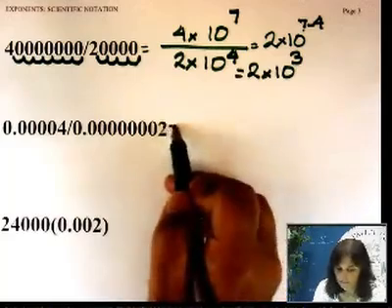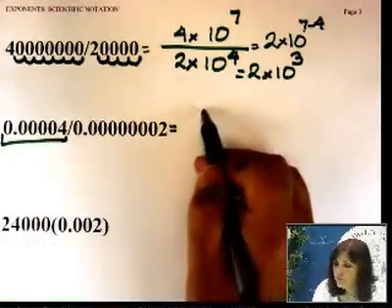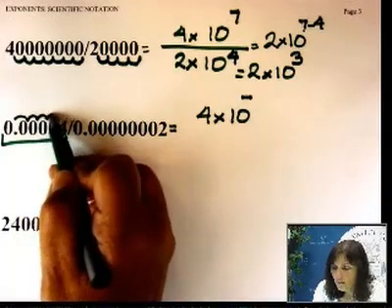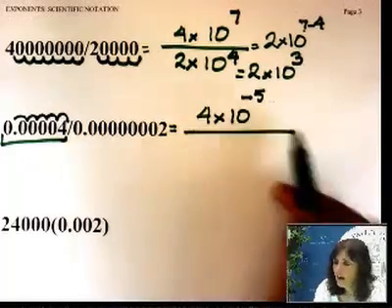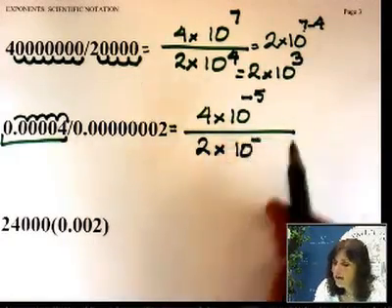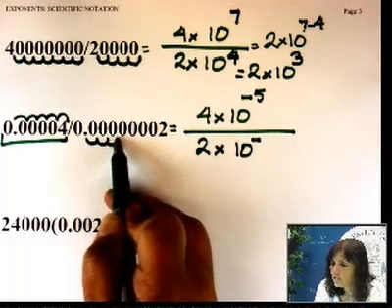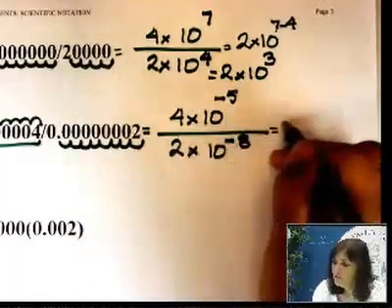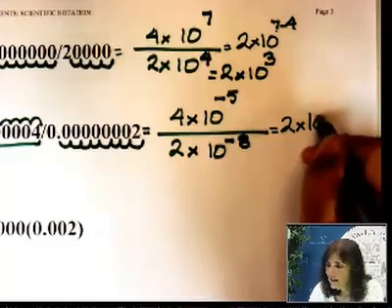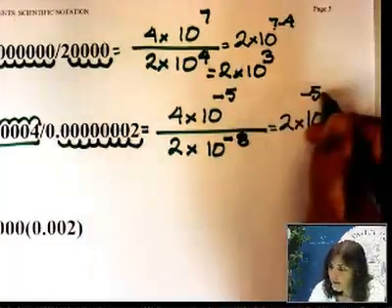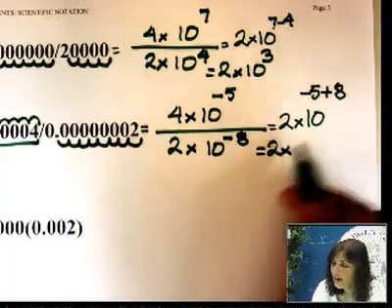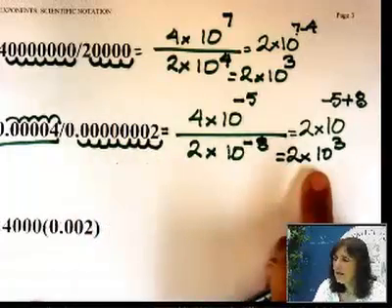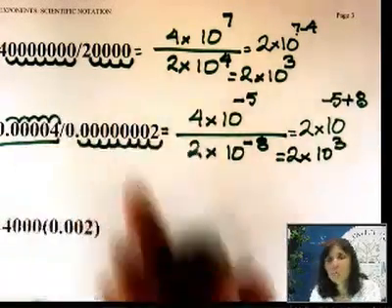How about small numbers? Okay, how about this one? It's 4 times 10 to the small number, so it's a negative. Let's count, 1, 2, 3, 4, 5. Divided by 2 times 10 to the small number, so it's negative. From here to here, let's count, 1, 2, 3, 4, 5, 6, 7, 8. Now let's divide. 4 divided by 2 is 2. Let's do the exponents. I have a negative 5 on top, and when I move the bottom one up, it becomes positive 8. Negative 5 plus positive 8 is positive 3. Here we go. Guess what? Scientific notation is way easier than dealing with all these zeros.